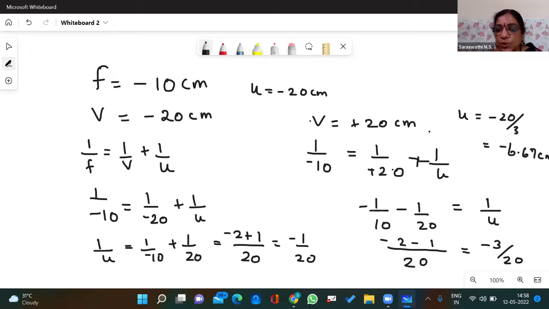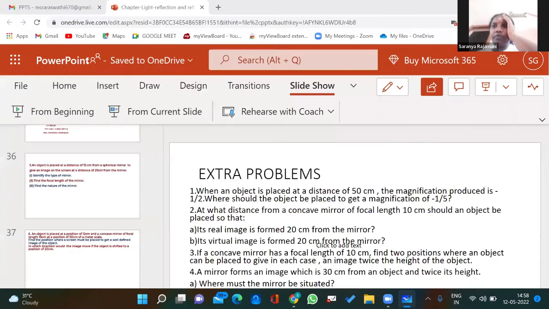So as you teach them, when you teach the ray diagrams, when you do problems also, you can correlate it with the ray diagrams and teach them so that they understand in a better way. Okay. The last.